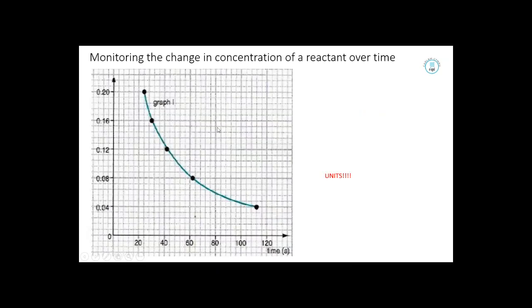So we'll look at the first method, which is where we look at changing concentration over time. And to do this, you've got to be able to take gradients and work out rates. So I'm just going to flick through this one very quickly, and you can look at this PowerPoint yourself in a moment.